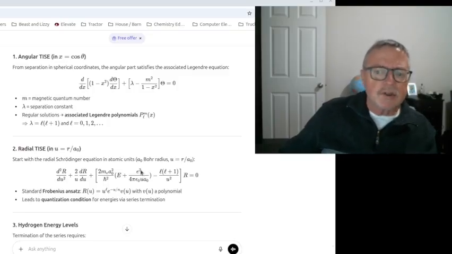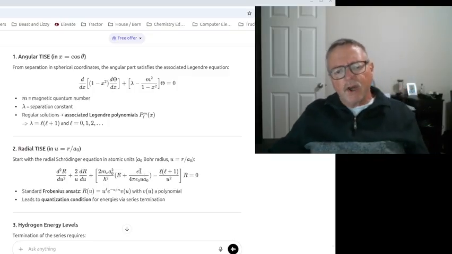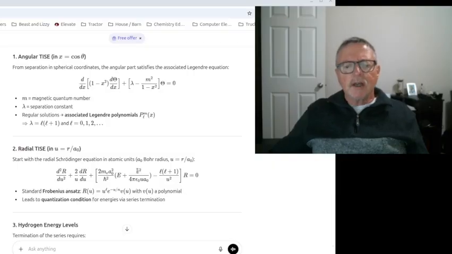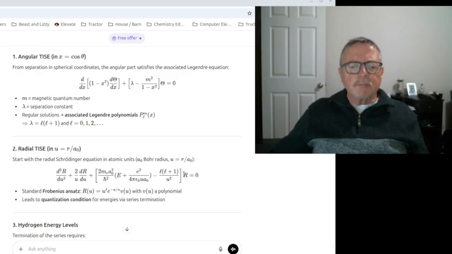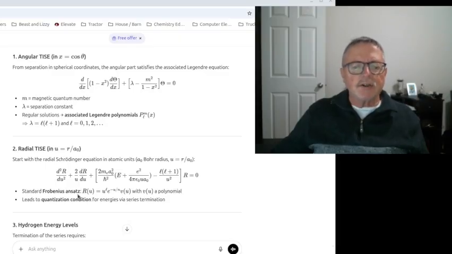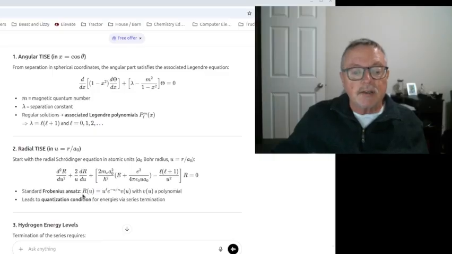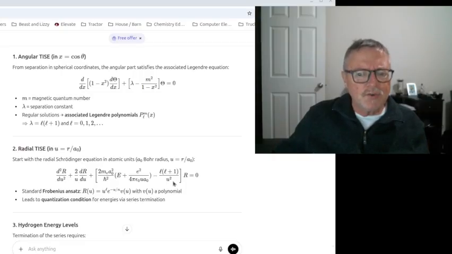Let's get on with something real so that we can finally get into something that will help us with the nitrogenase problem. Here's the big R function, and Frobenius ansatz. That's in that other series, so I'm not going to mess with that. And that leads to the quantization condition via series termination. We're just going to have to gloss over this for now.